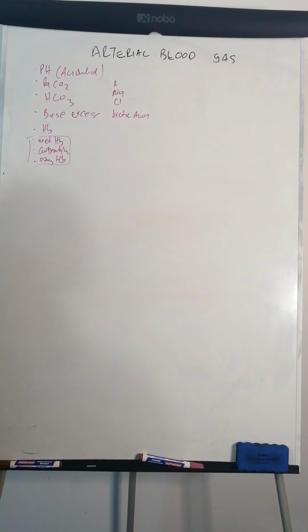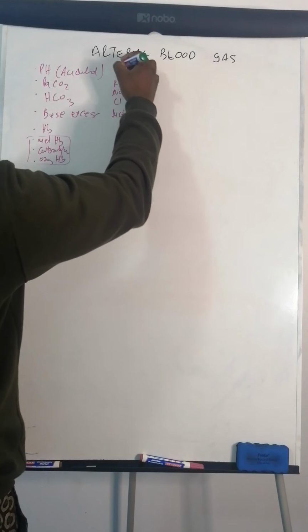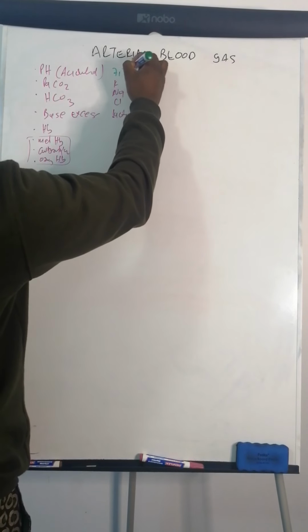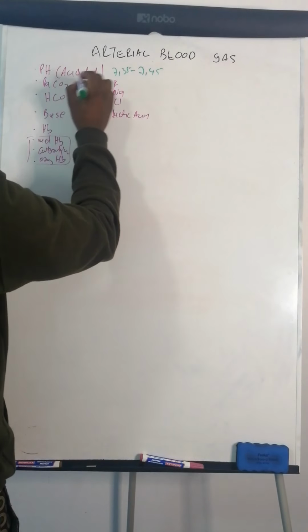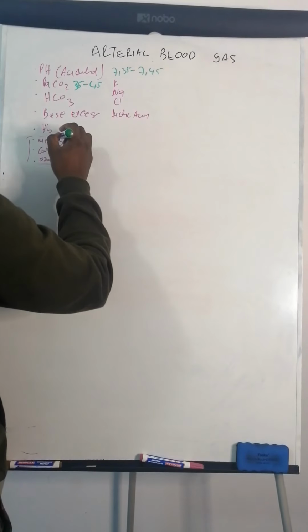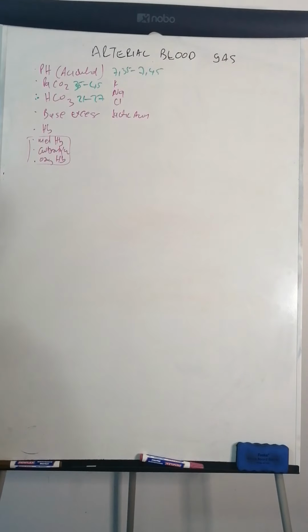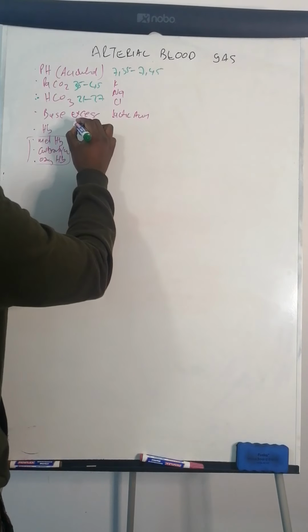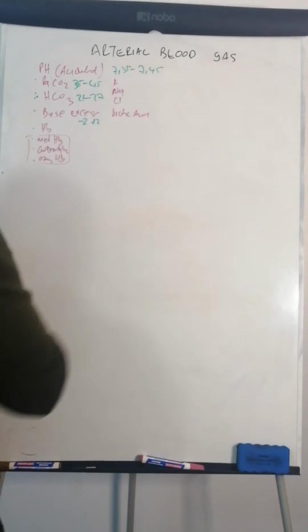So let's just talk about the normal values. The normal value for pH is 7.35 to 7.45. Normal values for partial pressure of CO2 is 35 to 45. Bicarbonate is 21 to 27, and especially this one ranges a lot from lab to lab. And then base excess range is -2 to +2.